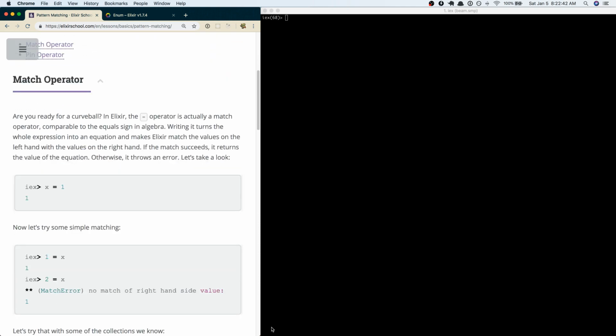Match operator. Are you ready for a curveball? In Elixir, the equal operator is actually a match operator, comparable to the equals sign in algebra. Writing it turns the whole expression into an equation and makes Elixir match the values on the left hand with the values on the right hand. If the match succeeds, it returns the value of the equation. Otherwise, it throws an error. Let's take a look.